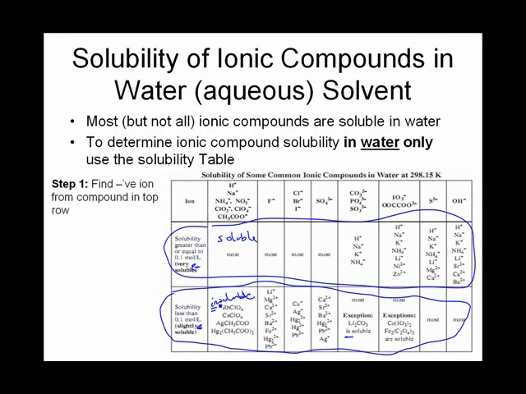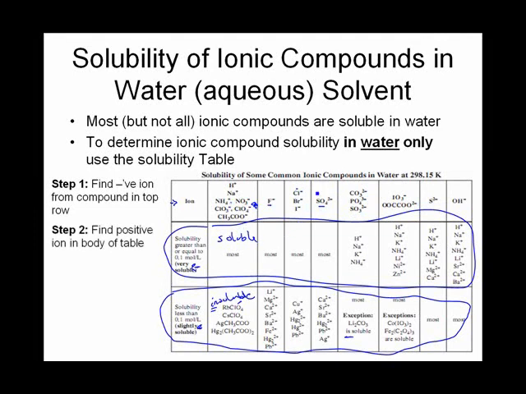And to use this table, what we're going to do is most of the time you're going to find the negative ion from your compound in the top row. So if you take a look at this top row, you can see that most of the ions listed are negative ions. Fluoride, the rest are halides, sulfate, sulfite, phosphate, and so on. So that top row contains negative ions. So you're going to find that ion in your compound, and then you're going to find the positive ion in the body of the table.